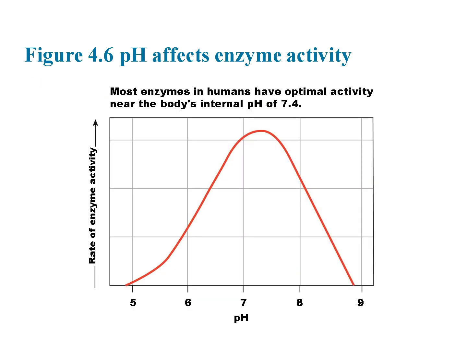This graph illustrates how pH affects enzyme activity, emphasizing that most enzymes in humans operate optimally near the body's internal pH of 7.4. At a pH of 7.4, enzymes function at their highest rate, efficiently catalyzing reactions. If the pH drifts too far below, acidic, or above, alkaline, this optimal level, enzyme activity decreases sharply. Extreme deviations from the optimal pH can lead to enzyme denaturation, where the enzyme loses its shape and functionality. This highlights the importance of maintaining homeostasis for enzymatic processes and overall metabolic health.